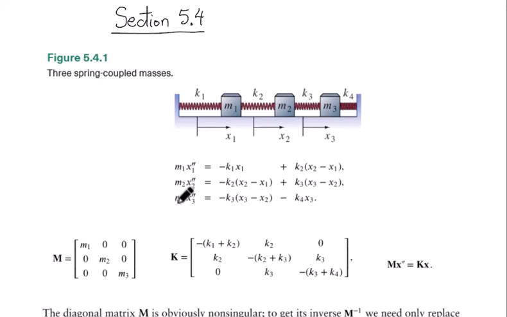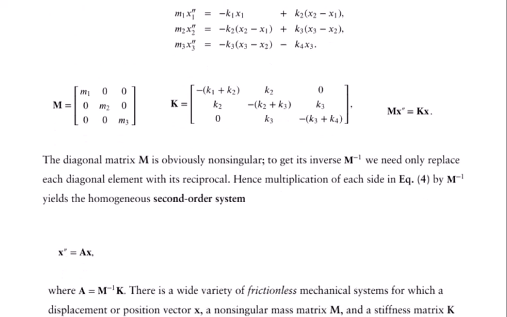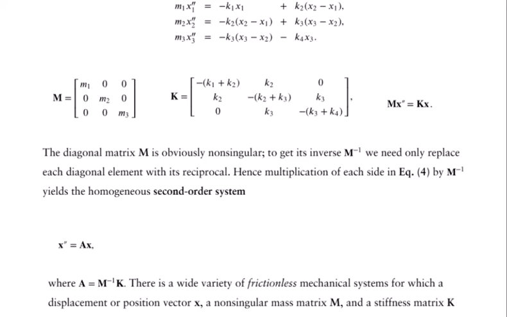M1, M2, M3 are the masses we have. K1, K2, K3, K4 here are our spring constants. And when you write this as a matrix, we get our mass matrix. We get what's called the stiffness matrix based upon the spring constants. And then that sets us up for our matrix differential equation system.